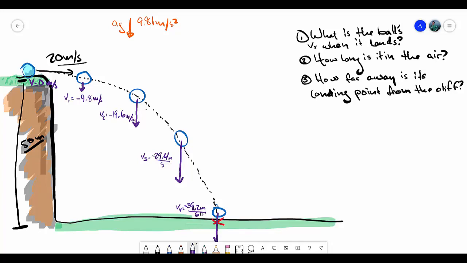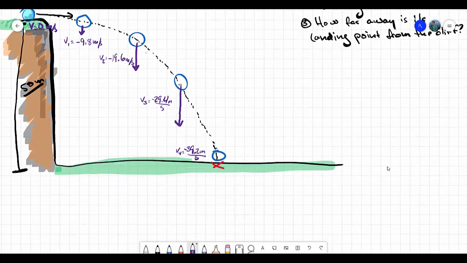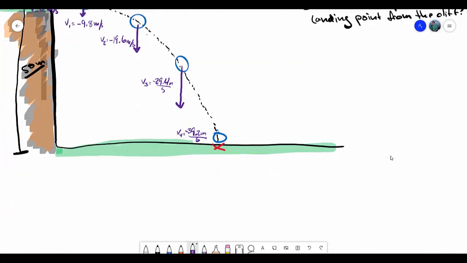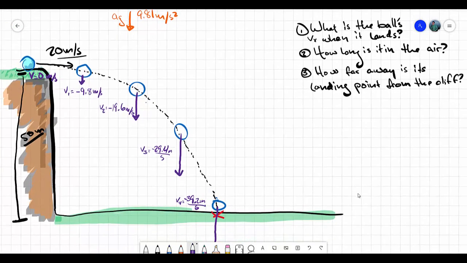I honestly do not know if it's 4 seconds or just 1 second. I'm just trying to demonstrate here the effect of gravity on this ball. We will be finding time, but this is what gravity is doing.